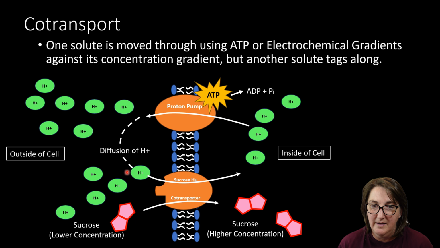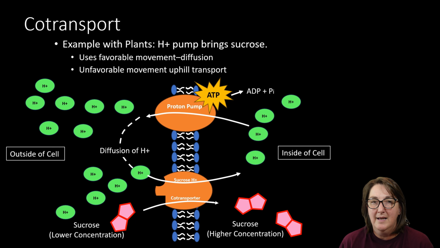So this is going to be spontaneous for the hydrogen protons, but as it spontaneously goes through, these sugars are going to piggyback on it, and it's going to force more sucrose into this area where it does not really want to go. So we're going to see this a lot with plants. Hydrogen pumps are going to bring sucrose. It's going to use the favorable, spontaneous movement of these hydrogen protons to come through, and it's going to move sucrose where it doesn't want to go, but it's going to force it through.